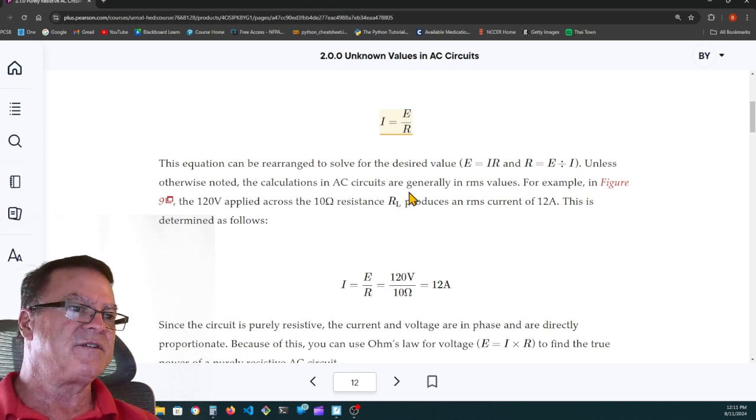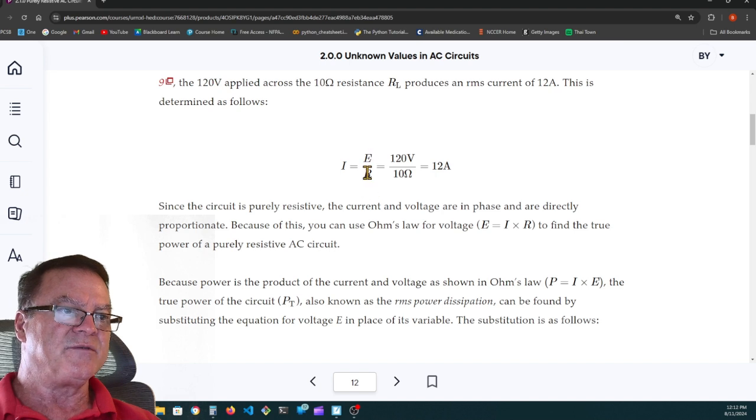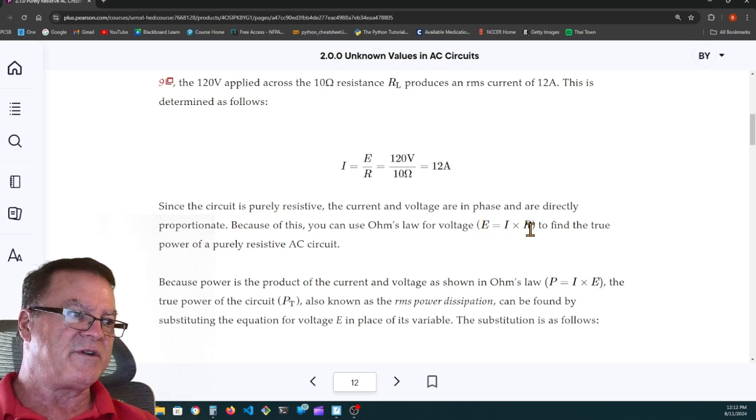Unless otherwise noted, the calculations in AC circuits are generally in root mean square values. For example, in figure 9, the 120 volt applied across the 10 ohm resistance, RL, produces a root mean square current of 12 amps. This is determined as follows: I equals E divided by R, 120 over 10, 12 amps. Since the circuit's purely resistive, the current and voltage are in phase and are directly proportional. Because of this, you can use Ohm's law for voltage, E equals I times R, to find the true power of a purely resistive circuit. So we could do E times I, or E squared divided by R, or I squared times R.